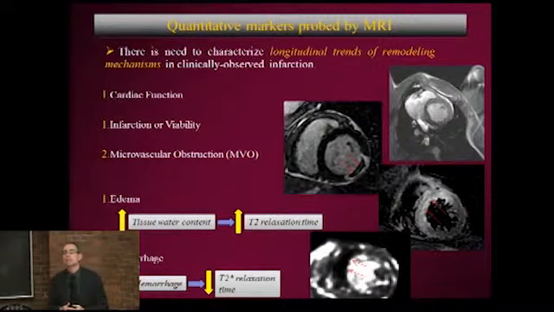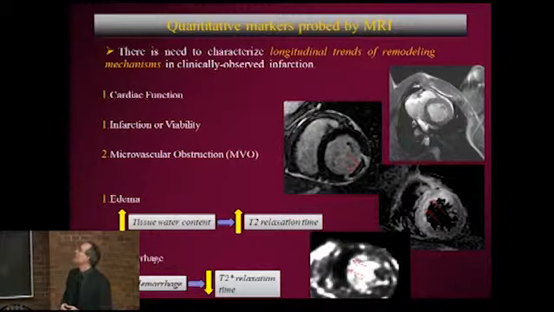So one of the real challenges is how we better understand the mechanisms associated with this propagation of damage, and with a better understanding of the mechanisms, can we actually halt the progression beyond just trying to revascularize the patient? Are there adjunctive therapies that might help out? It turns out that MRI is actually a wonderful modality to help us look at this question.